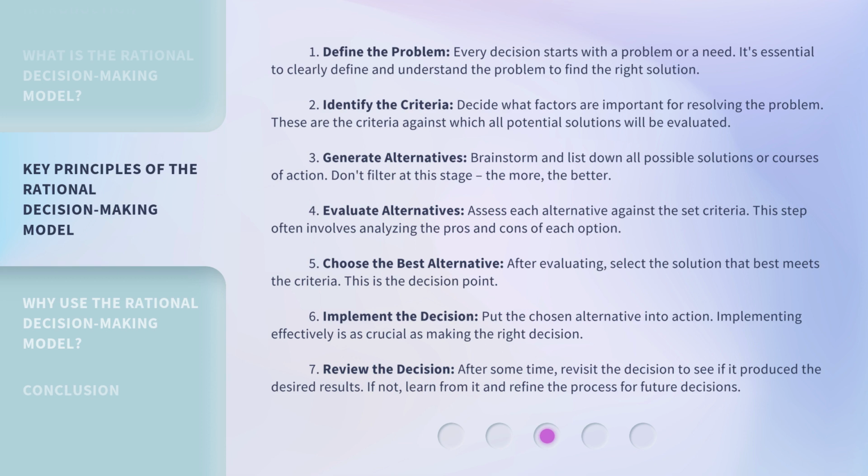5. Choose the best alternative. After evaluating, select the solution that best meets the criteria. This is the decision point. 6. Implement the decision. Put the chosen alternative into action. Implementing effectively is as crucial as making the right decision.